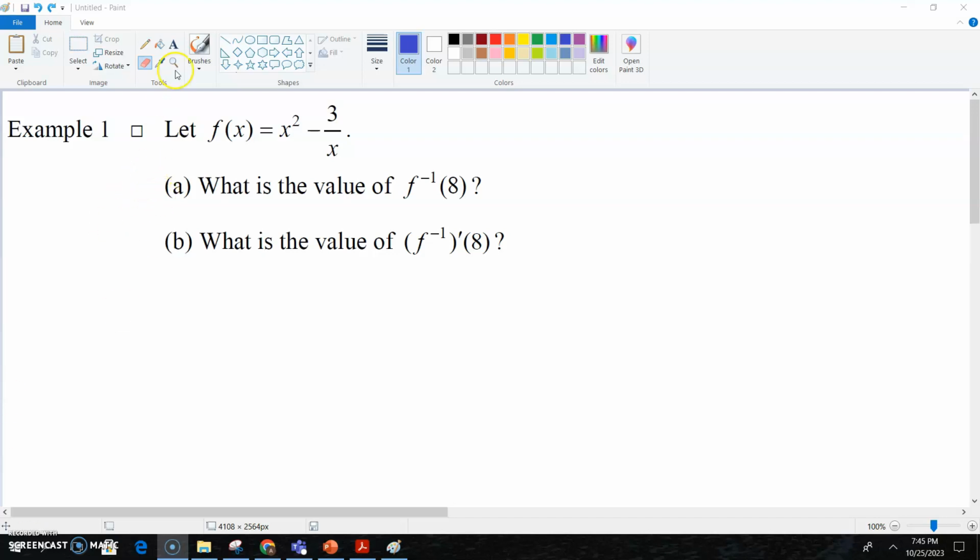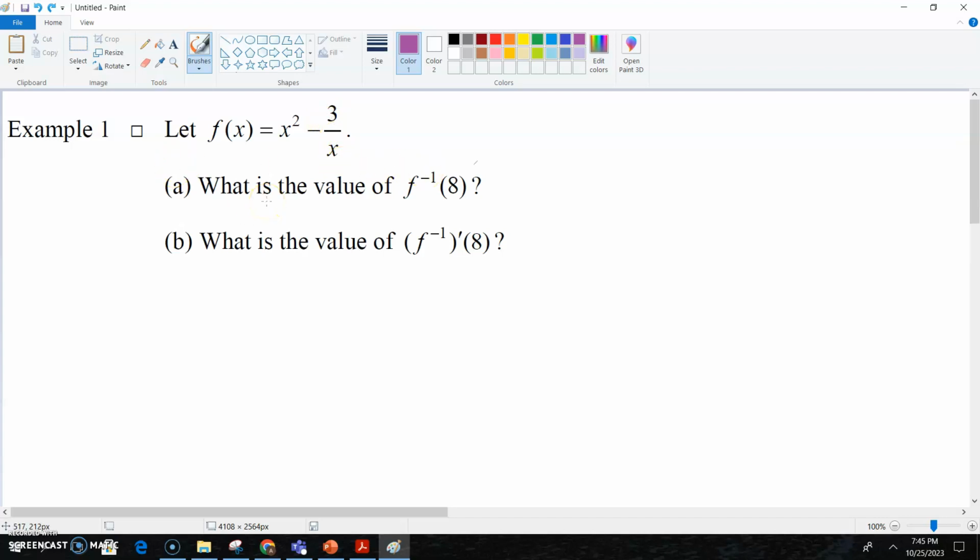Let's take a look at some more examples of derivatives of inverse functions. There are a couple of ways to solve these problems. I'm going to show you both approaches. But let's start by looking at example 1. It says, let f of x be x squared minus 3 over x.